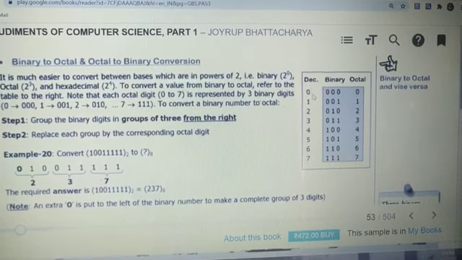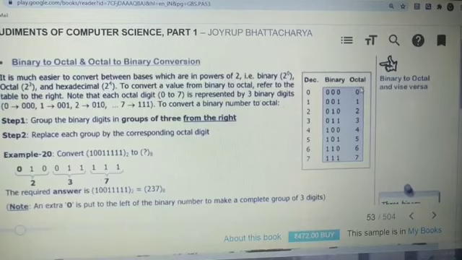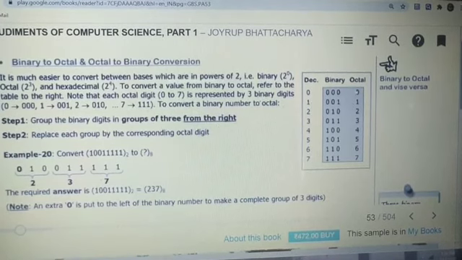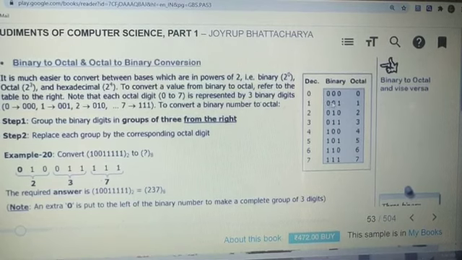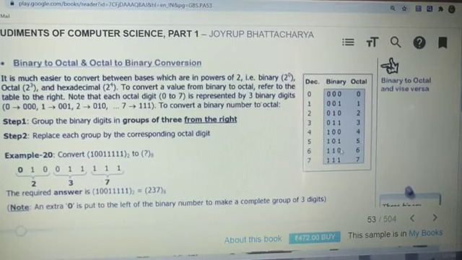Decimal 0 means octal 0. But in binary representation, octal 0 is represented by 3 bits, that is 000. And if the octal value is 1, it is represented by 3 digits, that is 001. Here 2 means 010, 3 means 011, 4 means 100, 5 means 101, 6 means 110, and 7 means 111.